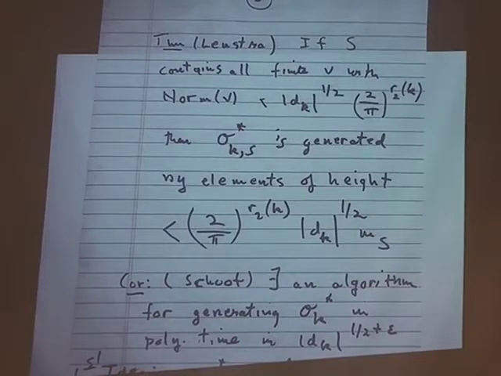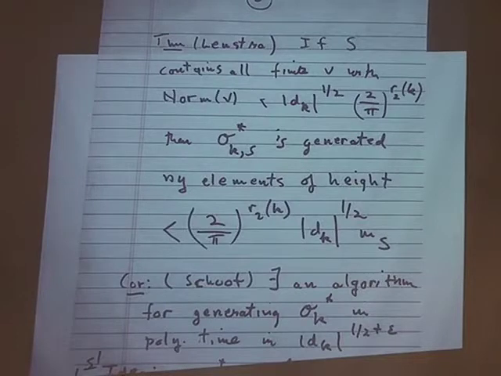Suppose that you take an S that contains all the finite places whose norms are bounded by the discriminant to the half times some little fudge factor that's actually less than 1. That's related to 2 over pi to the number of complex places. So you put into S all of these finite places with pretty small norms. But that's not too big a set.